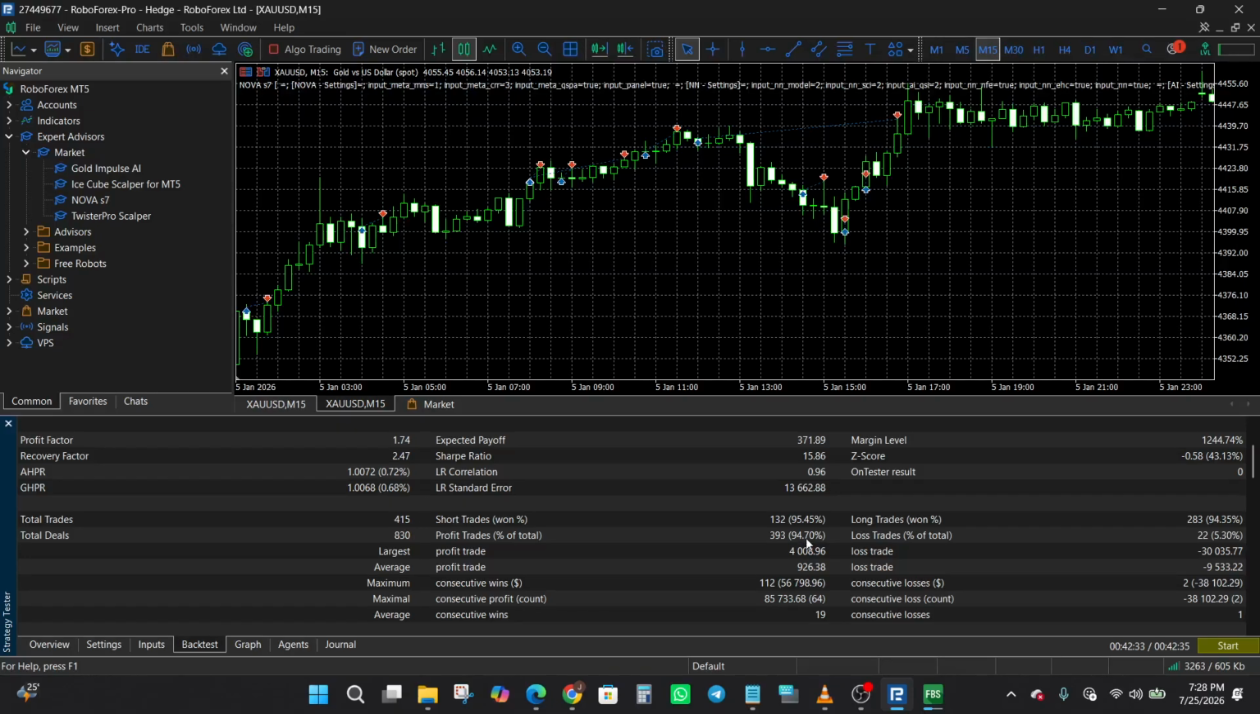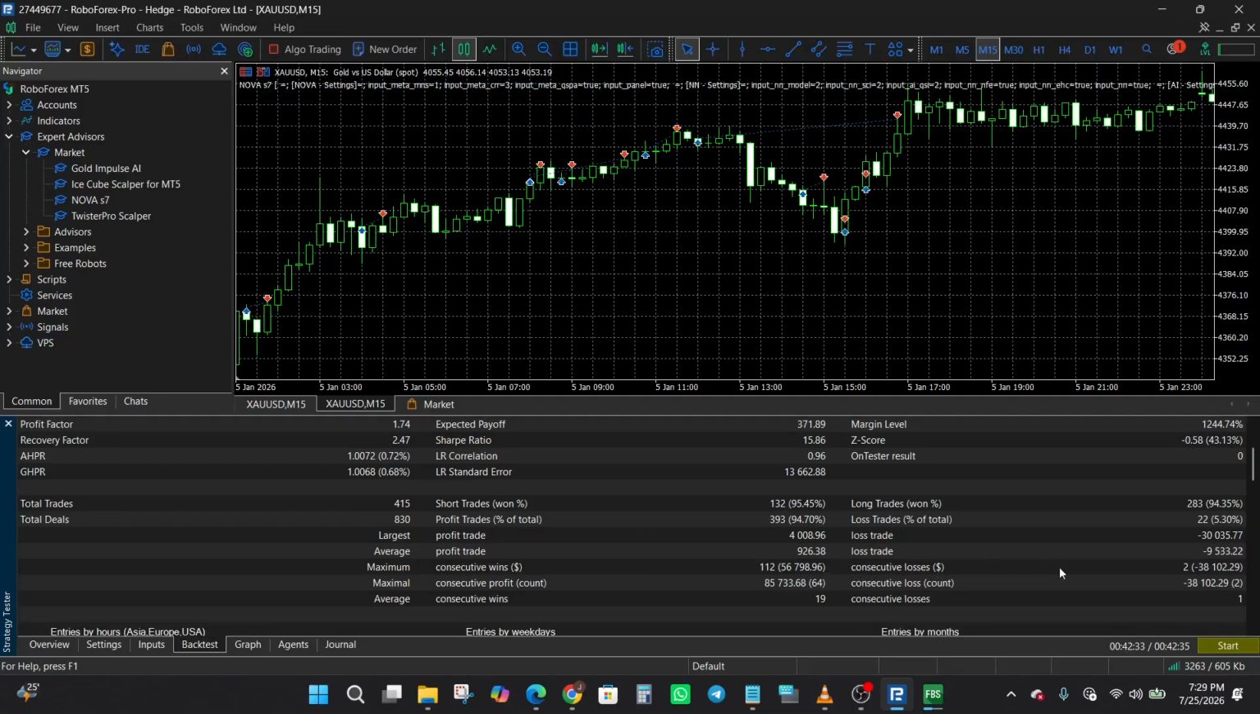But here's a number worth sitting with. The largest single losing trade in the test was just over $30,000. You can see that here. The largest single losing trade was over $30,000, 3 times the entire starting deposit, while the largest winning trade was only around $4,000. That is an extreme asymmetry between typical wins and that one outlier loss. And it's a big part of why the drawdown here reaches into the 30 to 40% range despite such a high win rate.